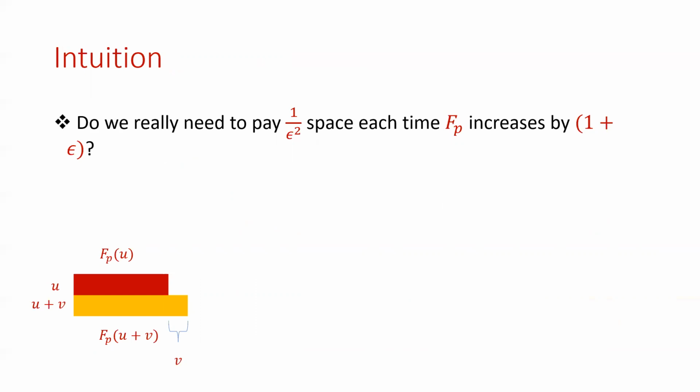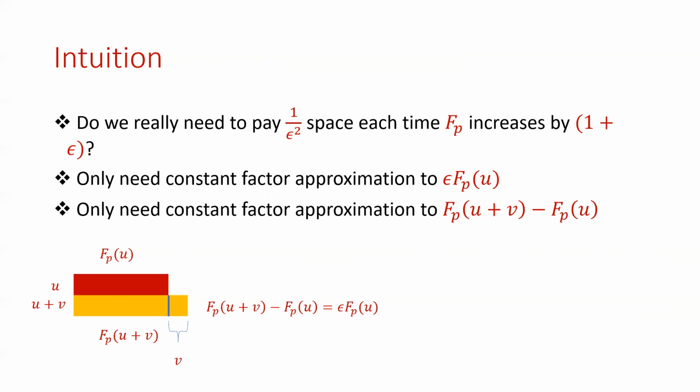For example, let's consider 2 frequency vectors, u and u plus v. And let's consider how far apart the Fp moment of u and u plus v are. So we have that their difference is just going to be, let's suppose that it's epsilon times Fp of u. Let's suppose that v has not contributed much to the entire frequency moment. And the idea is that if their difference is only epsilon times the pth moment of u, then we really need only a constant factor approximation to this difference.